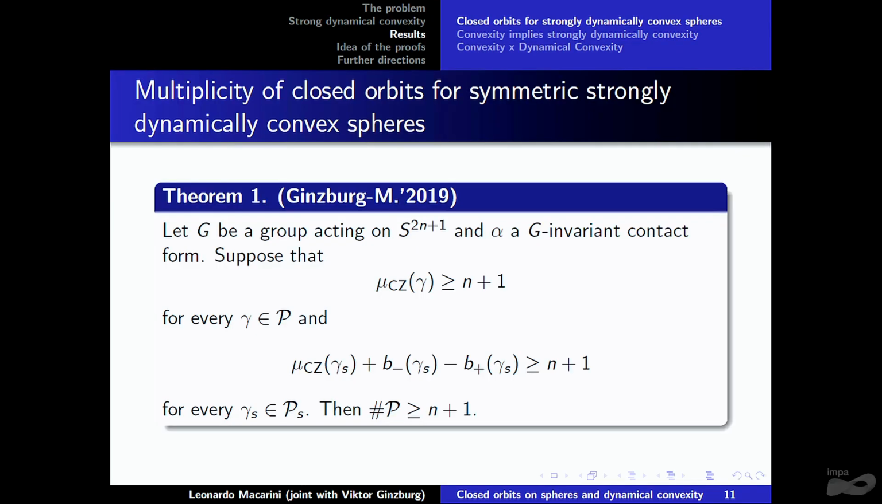And now we have the first result, which states the following. We have any group acting on the sphere, and a G-invariant contact form, any action. And then suppose you have this. This is a condition a bit weaker than strong dynamical convexity. Instead of n plus 2, I'm asking for the lower bound n plus 1. So under a condition a bit weaker than strong dynamical convexity, the conjecture is true.